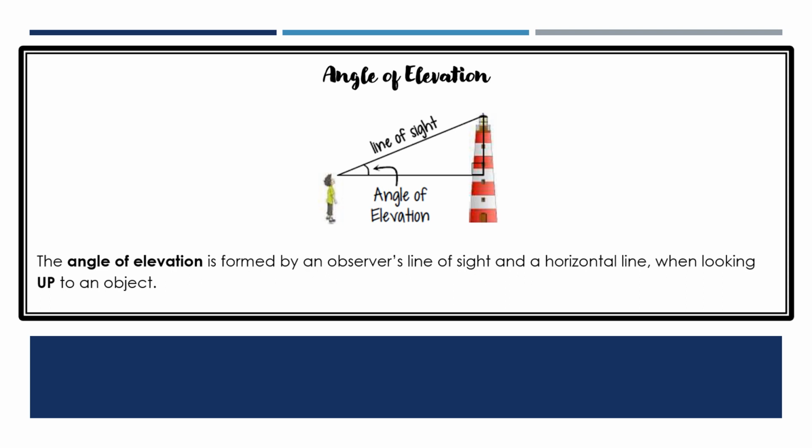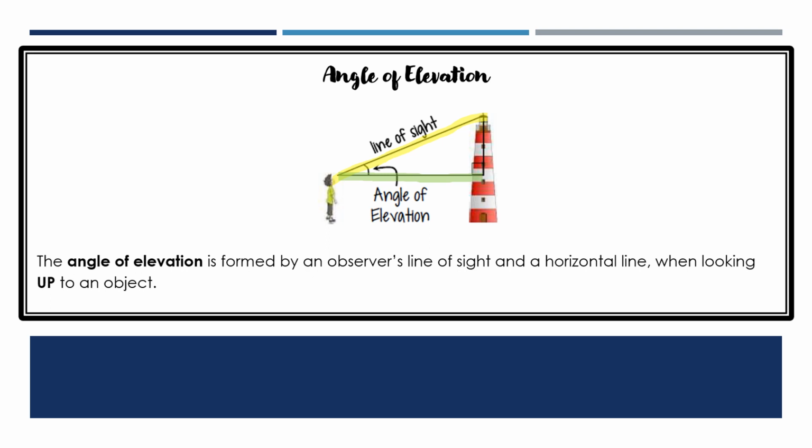The angle of elevation is created when your line of sight is looking up at an object. Your line of sight in this picture would be the hypotenuse, and then a horizontal line would be the adjacent leg to your angle of elevation. So the angle of elevation is that angle right there in between those two.